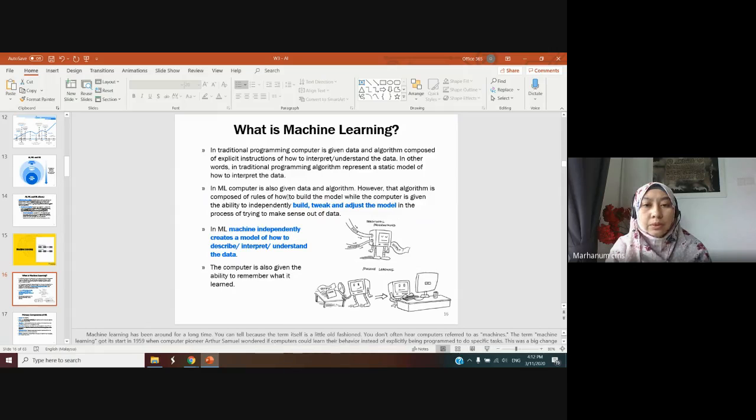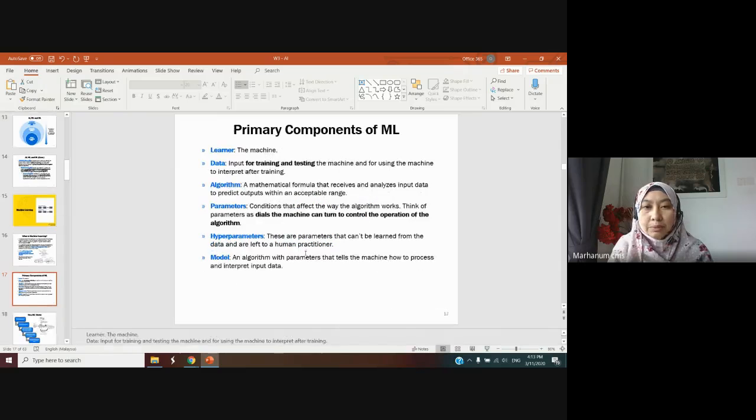In machine learning, the computer is also given data and an algorithm. However, that algorithm is composed of rules on how to build the model, while the computer is given the ability to independently build, tweak, and adjust the model in the process of trying to make sense of the data. So not only do they give instructions, they can give suggestions. In machine learning, the machine independently creates a model of how to describe, interpret, and understand the data. The computer is also given the ability to remember what it learned, because there is memory.